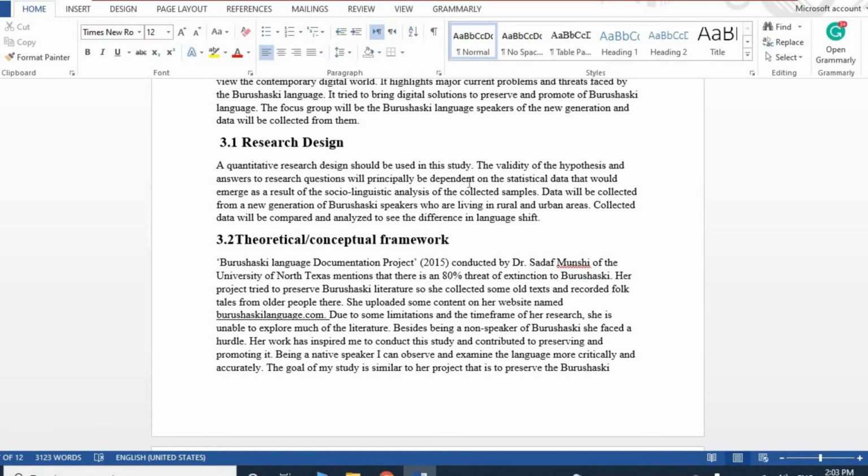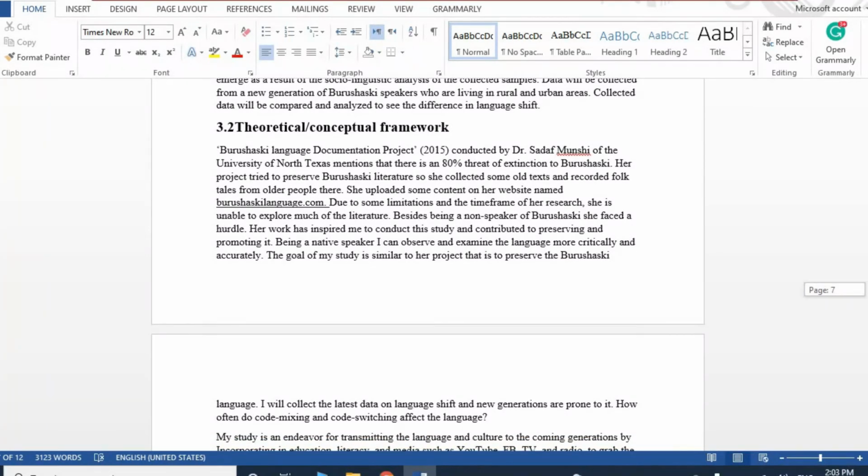And data will be collected from the new generation of Burushaski speakers who are living in rural and urban areas. And data will be compared and analyzed, right, to see the language shift. And the theoretical or conceptual framework of my study is, so in the theoretical or conceptual framework, you have to relate other theories, right, which are most relevant, or other theories that support your work, your study.